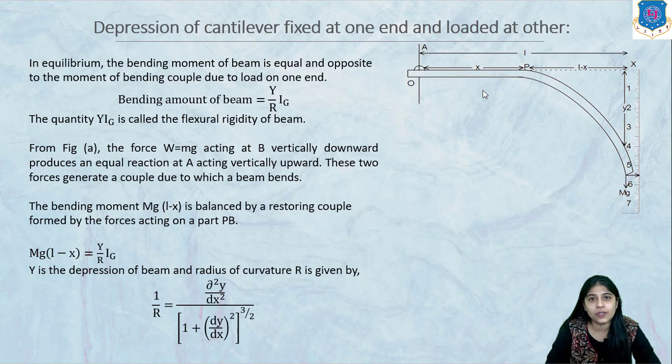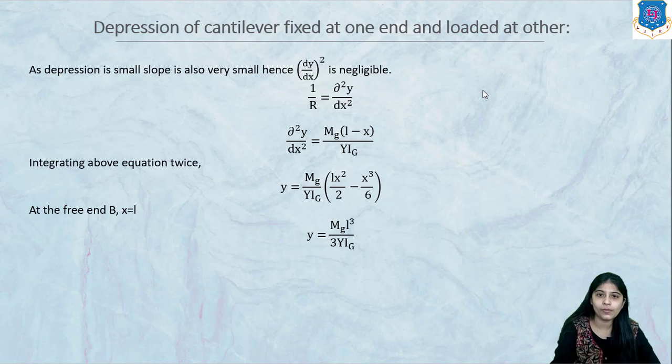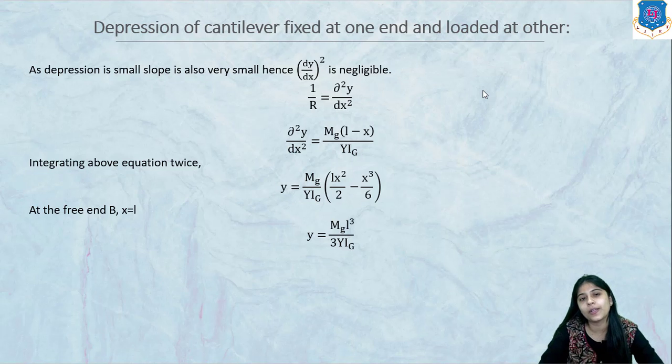dy by dx is nothing but the slope. If we are considering that the depression is very much smaller with respect to the length of the cantilever, then the slope will be much smaller, so dy by dx is negligible. So if we consider dy by dx negligible, the denominator term will be 1. As depression is small, slope will also be very small, so (dy by dx) square is negligible. So we'll get only the numerator term, which is d square y by dx square.